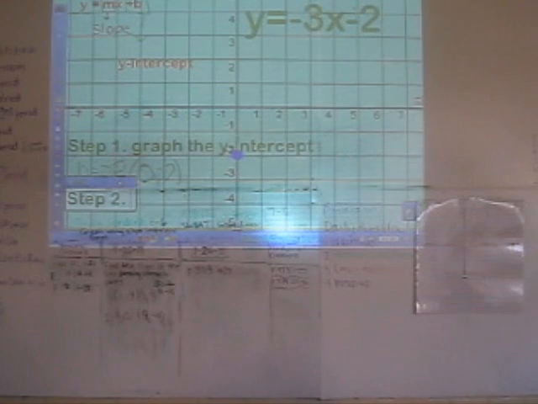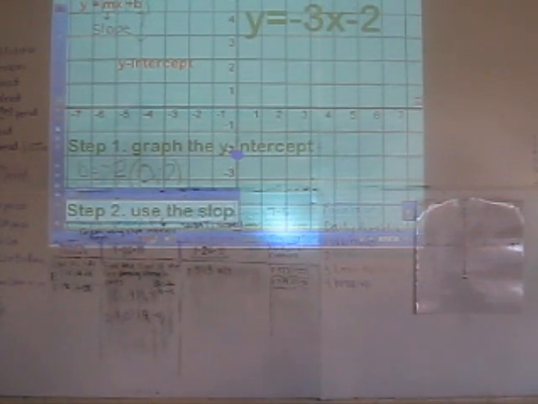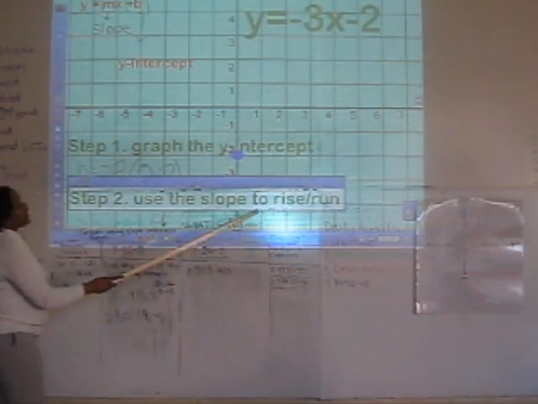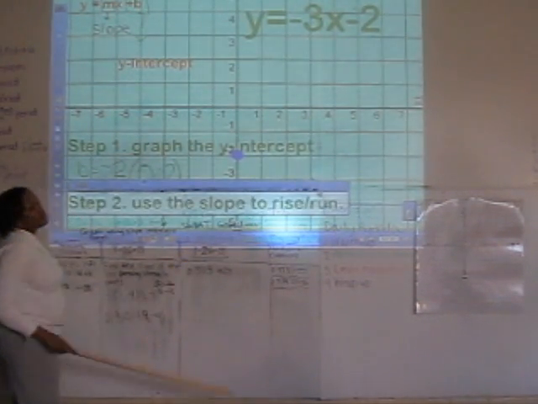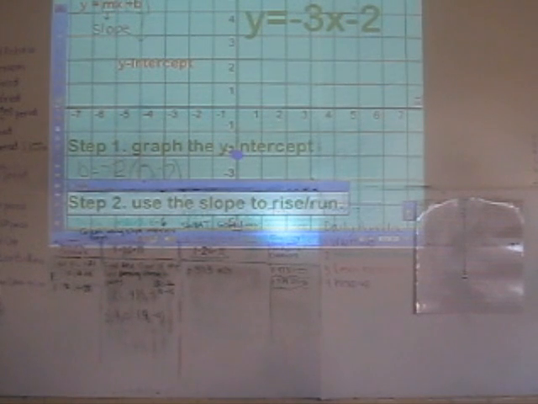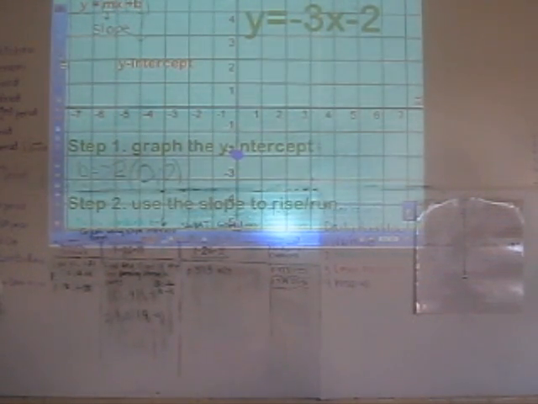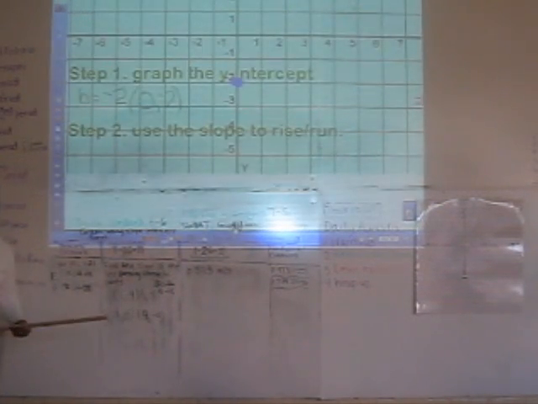We're going to use the slope, rise over run. When you write rise over run, write it with the rise at the top, draw a line, and then write run under it so it'll look like a fraction. So rise over run, just like we did when we were learning how to find the slope of a line.